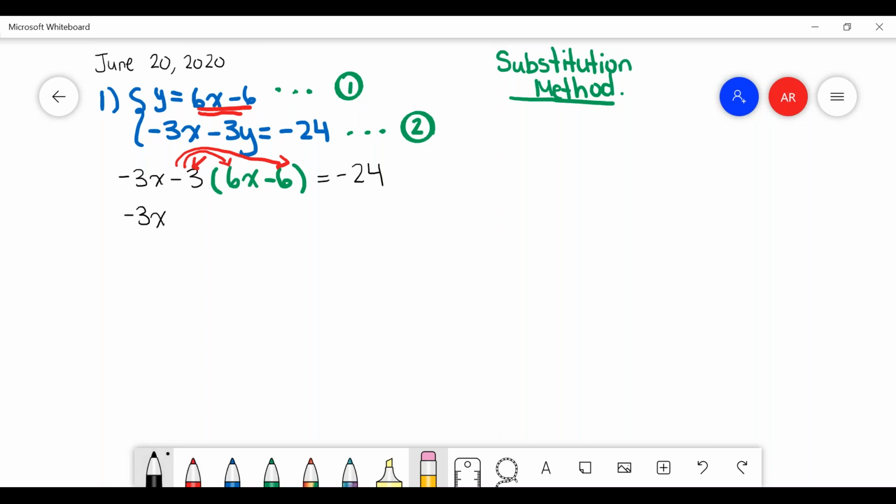So we have minus 3 times 6x, which is negative 18x. And then we have minus 3 times minus 6, which is positive 18. So we're just going to write plus 18, and that equals negative 24 as in our equation. So now we've come to this: minus 3x minus 18x plus 18 equals negative 24.